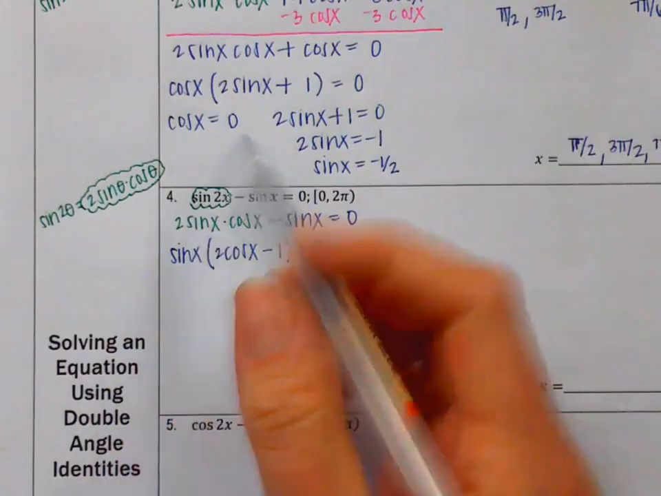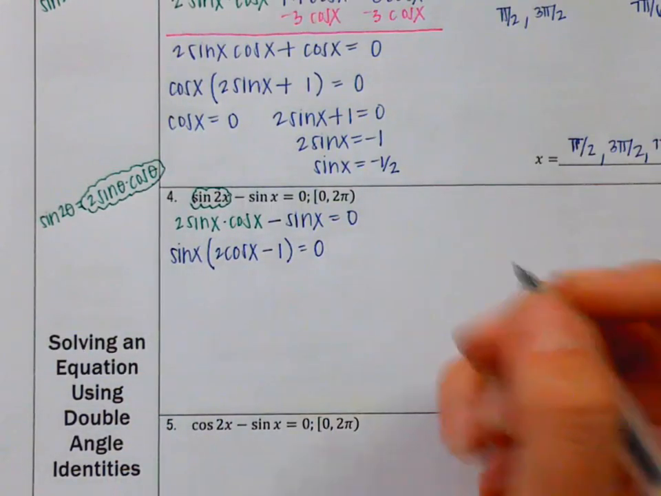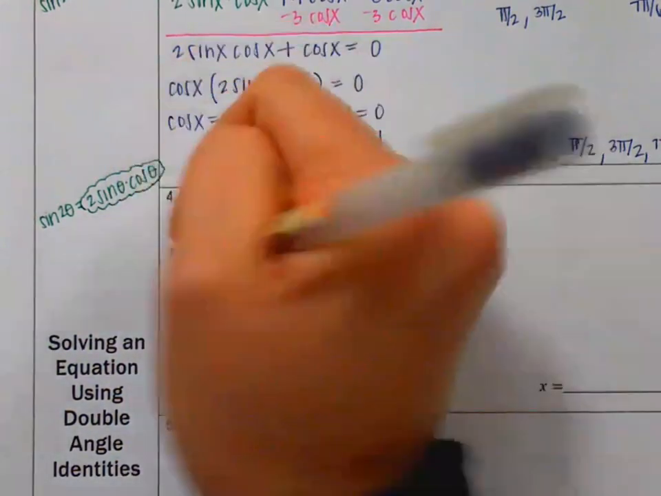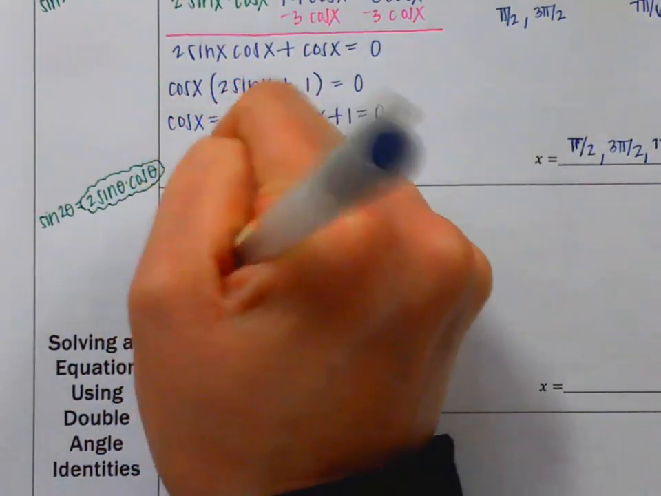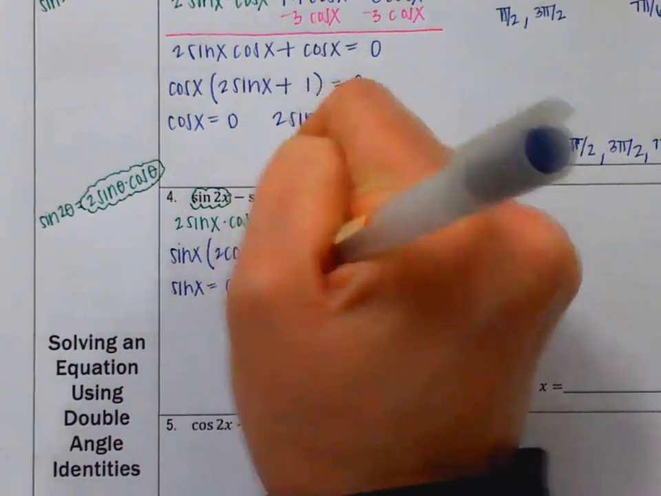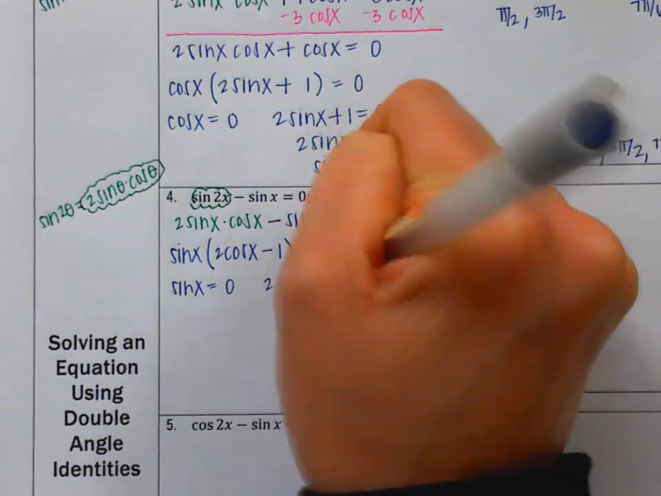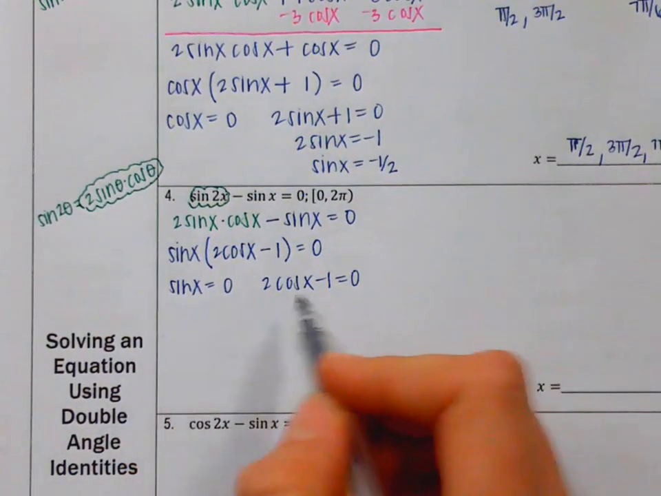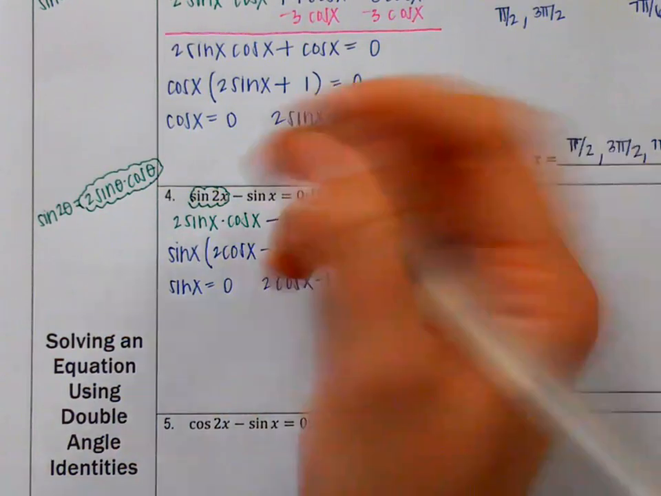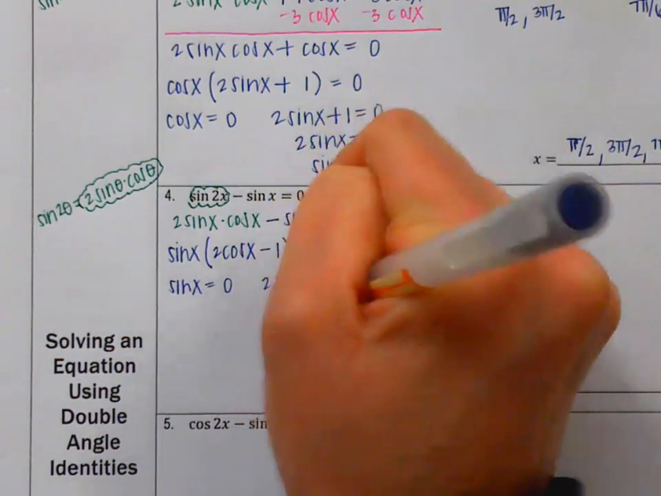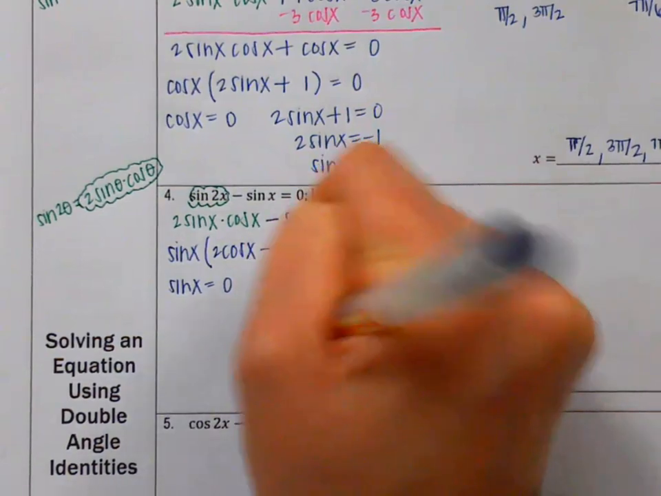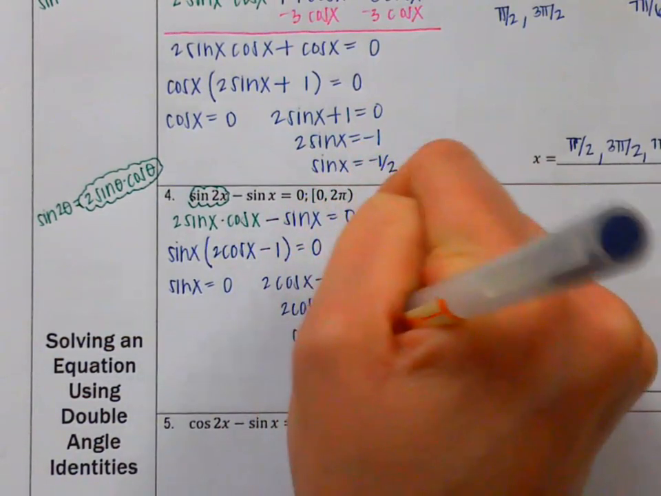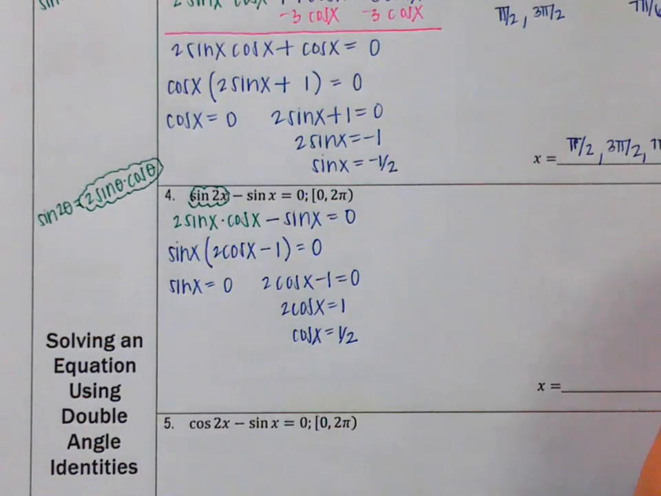And then just like up above, now that it's completely factored, I can set each factor equal to 0 and solve. So I have sine x equals 0, 2 cosine x minus 1 equals 0. This one's already solved for. This one I need to still solve for, so I'm going to add 1, divide by 2, and I get cosine x equals 1/2.